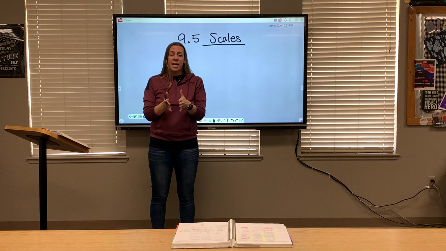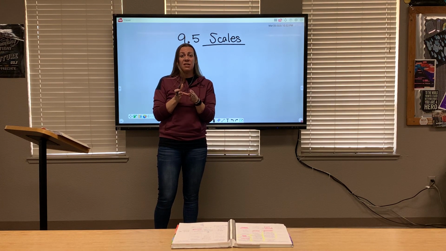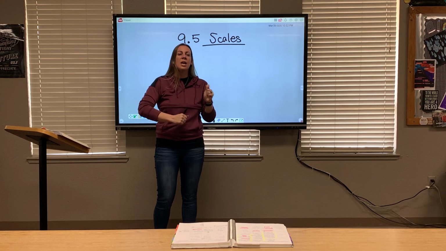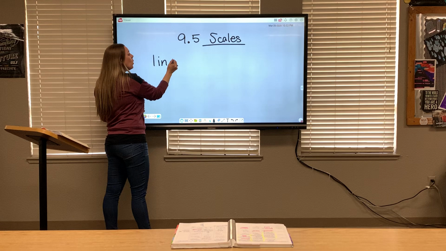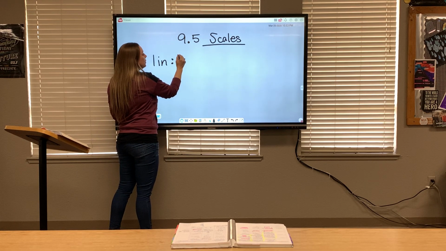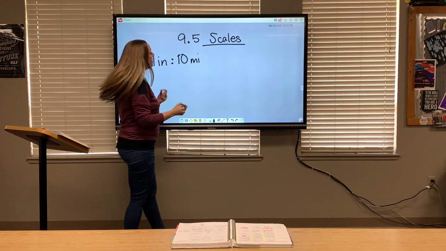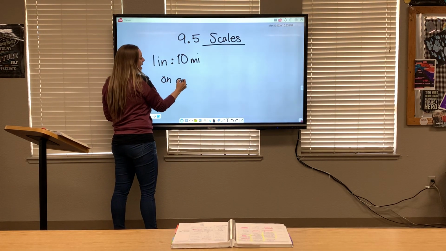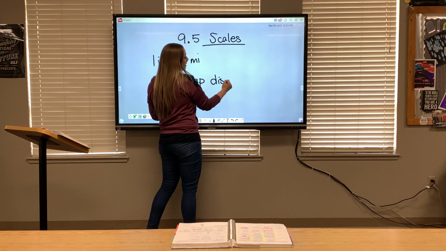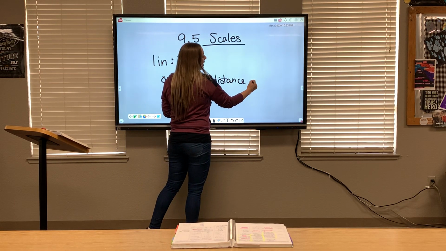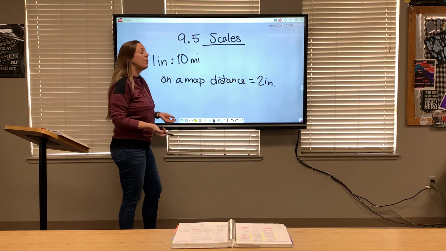So we create, like when you're doing your history maps and that type of stuff, you have a scale there that says, okay, 1 inch equals 10 miles. So if I were doing something like that, where 1 inch equals 10 miles, if I were to look at a map and I say on a map, the distance is 2 inches, in real life, what would that be?